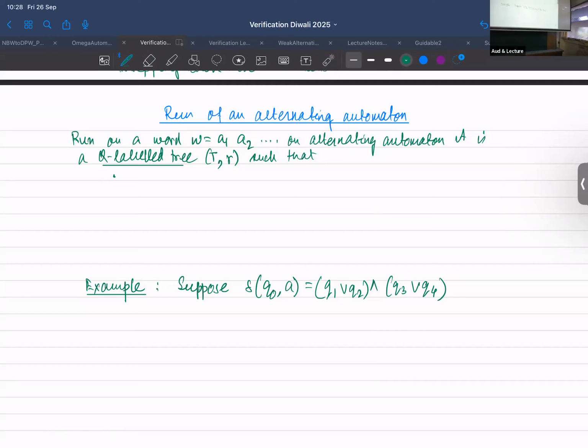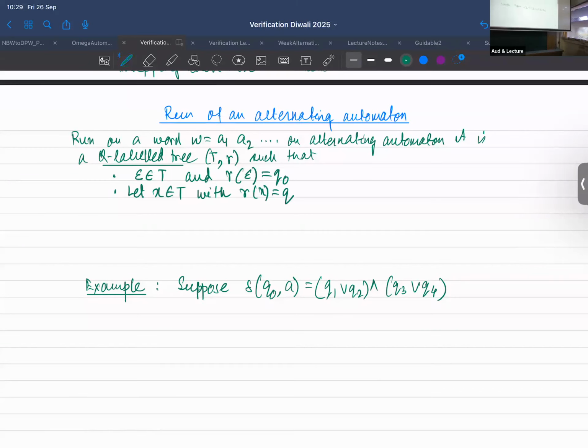So one is that epsilon has to belong to the tree T because that is the root node, and you have R of epsilon is Q0, because this is the starting state, the initial state. R of epsilon is Q0. And suppose X belongs to T, and suppose R of X equals some Q. It's a Q labeled tree.